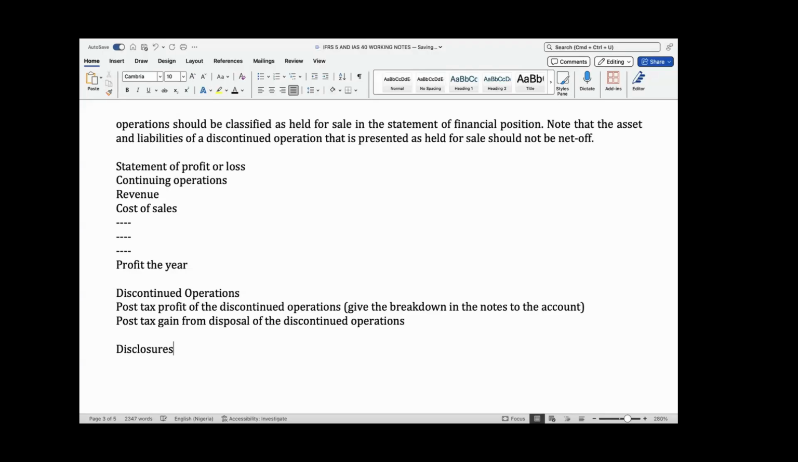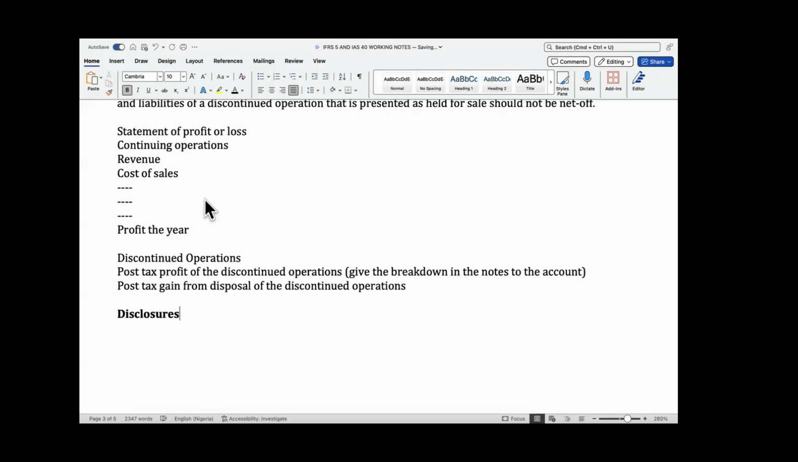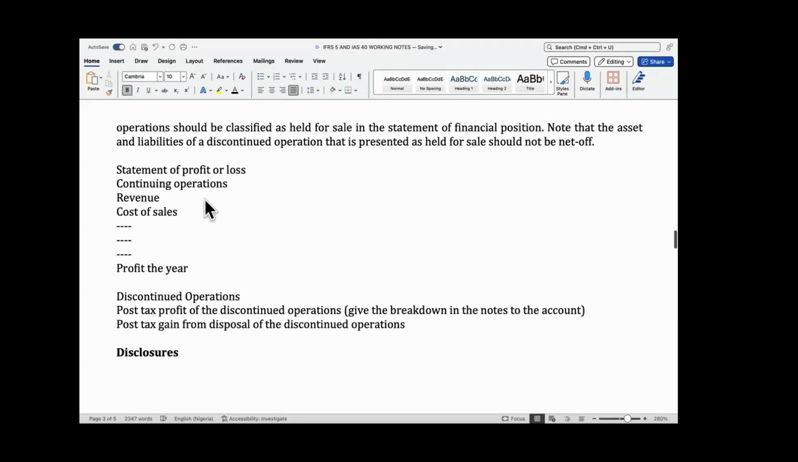So there are some disclosures that are required for discontinued operations. I think Ufama wants to ask a question. Please go ahead. So what about this continuing operation? Can you explain that, please?